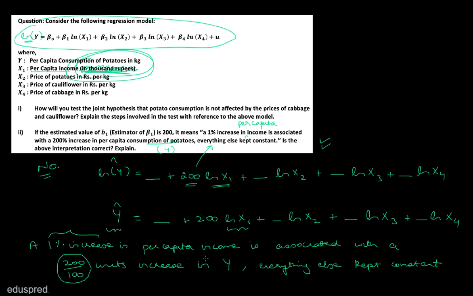So over here we will have 200 divided by 100 units, and instead of units I have to write kgs, that is kilograms. So a 1% increase in per capita income, which is your x1, is associated with a 2 kilograms increase in y, everything else kept constant. Okay, so this is the right interpretation for the case that's given to us in the question. And this is all for this video.